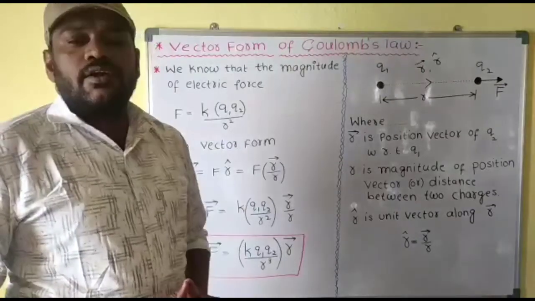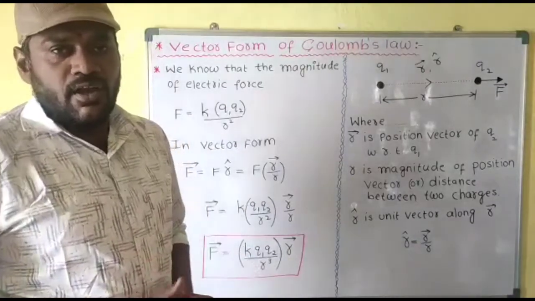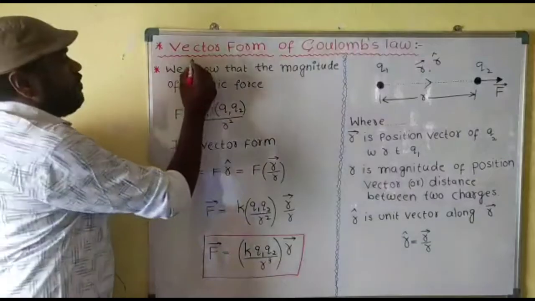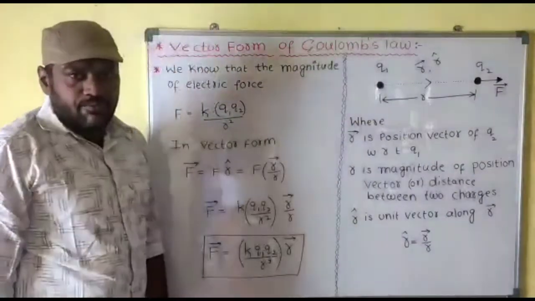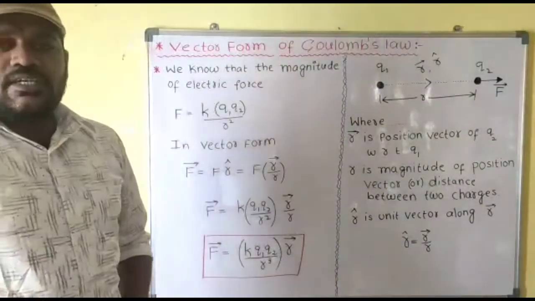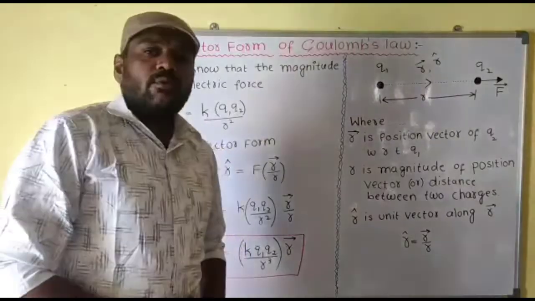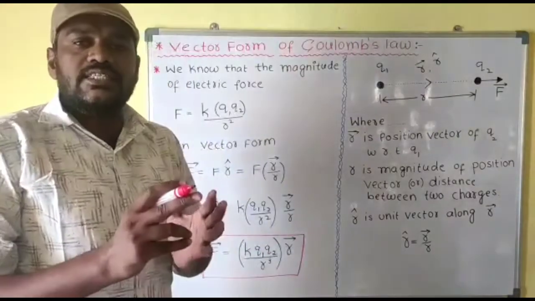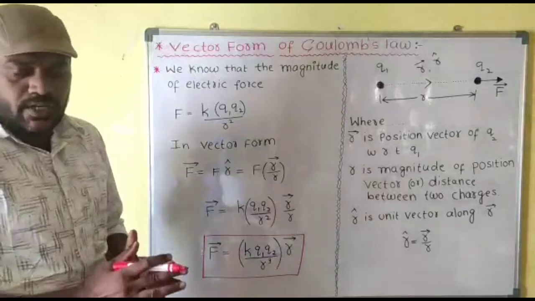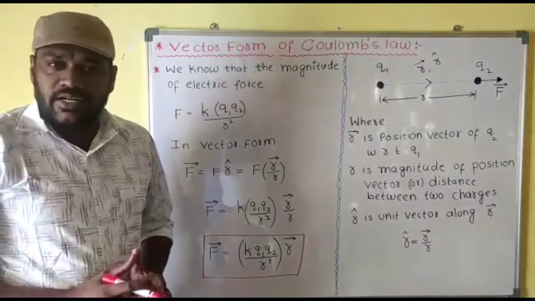Last time we started Coulomb's law, and now let us discuss the vector form of Coulomb's law. Why do we have to express it in vector form? Because we are discussing electric force, and electric force is a vector quantity. That's why we should compulsorily express it in vector form.